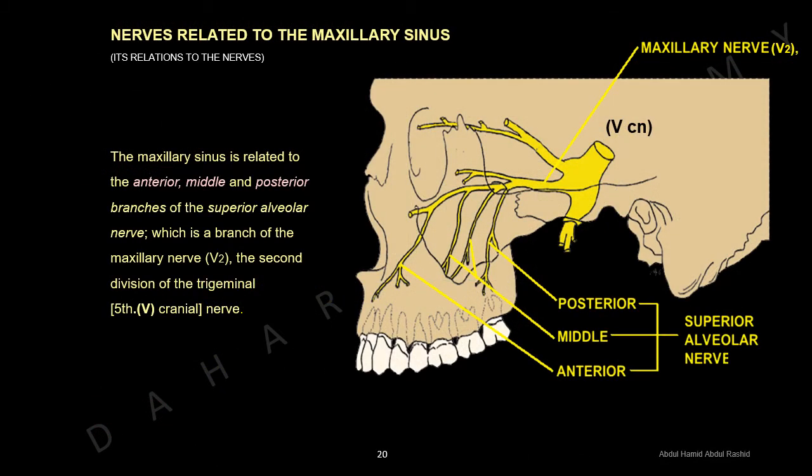Nerves related to the maxillary sinus. The maxillary sinus is related to the anterior, middle, and posterior branches of the superior alveolar nerves, which is a branch of the maxillary nerve, V2, the second division of the trigeminal nerve.